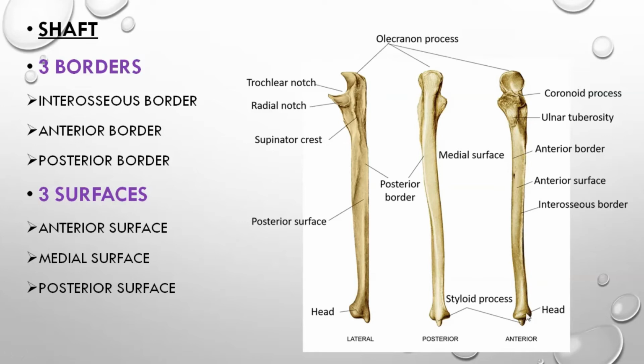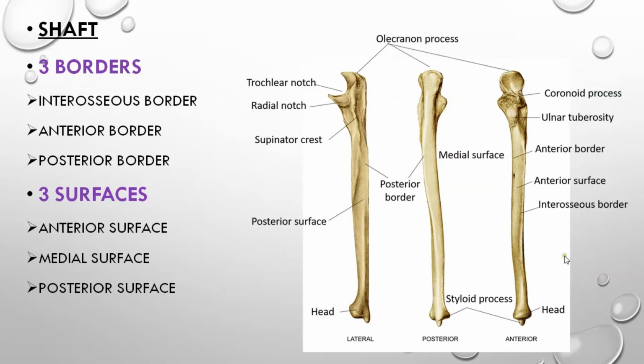So there are three borders. The anterior border, look at the picture, extends from the anterior surface of the coronoid process up to the head. The posterior border extends from the posterior surface of the olecranon up to the head of the ulna. The third is the interosseous border, which extends from the radial notch up to the styloid process.